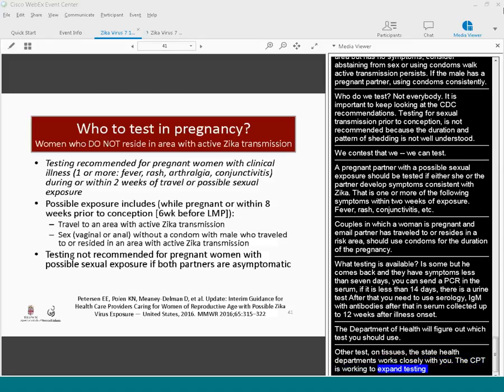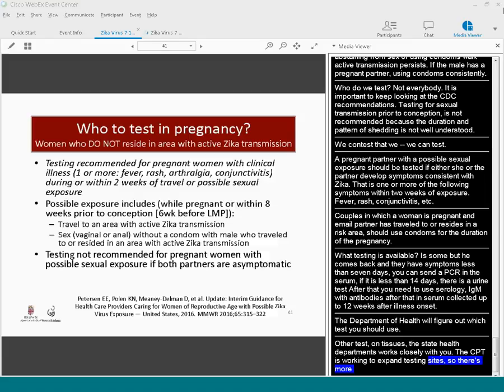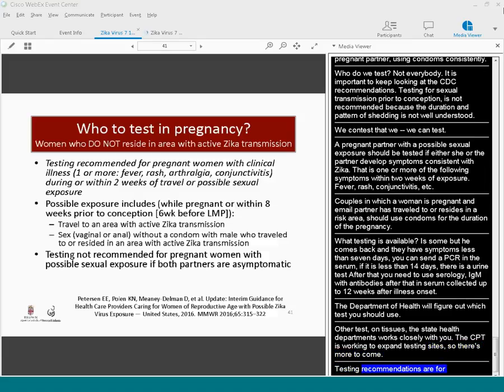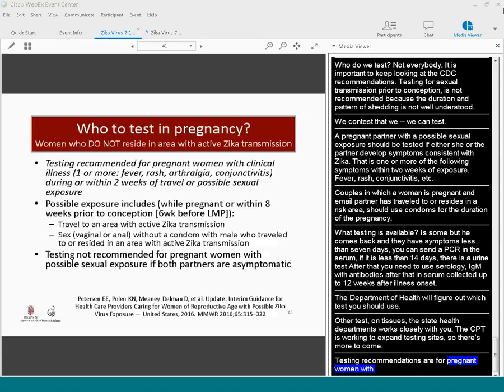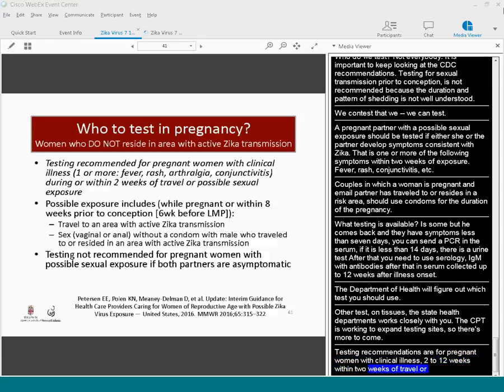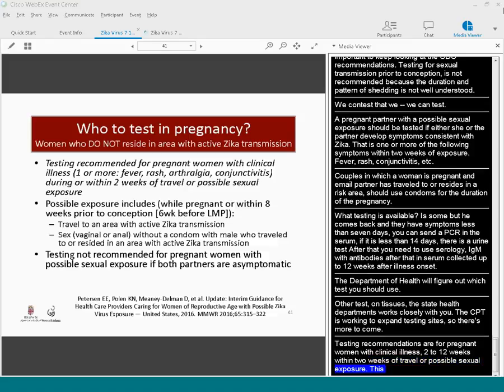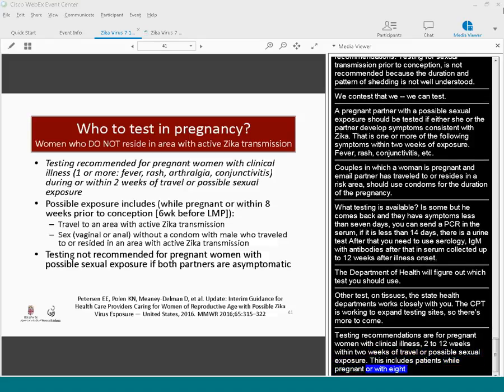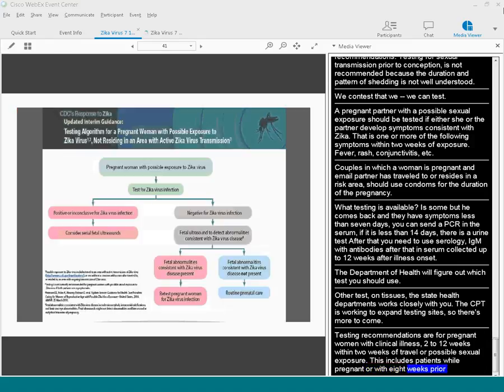So in pregnancy, again, testing recommendations are for pregnant women with clinical illness, 2 to 12 weeks, during or within 2 weeks of travel or possible sexual exposure. So that includes patients while pregnant or within 8 weeks prior to conception. So there's a little bit of a window there as well. And again, we don't recommend testing asymptomatic partners. The next slide just goes over what I just spoke about.